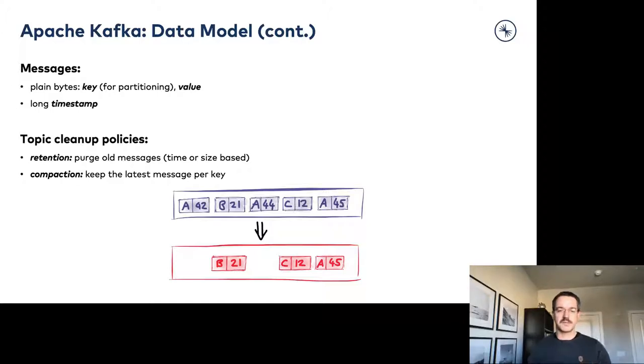So in this case, we have this example where we have five records with keys and values. So the keys are the letters. And we see that we have three records for message A. And so when compaction runs, compaction is allowed to delete the first two and only keeps the latest one.